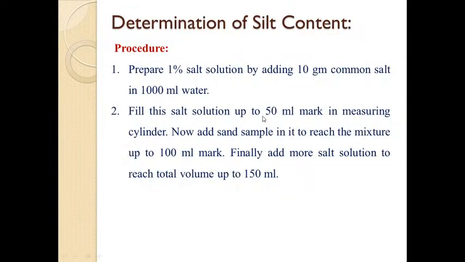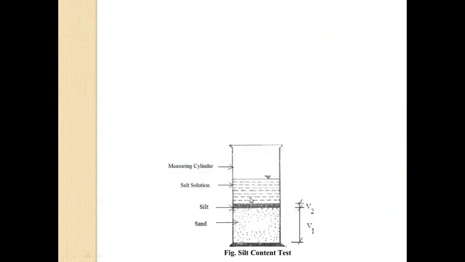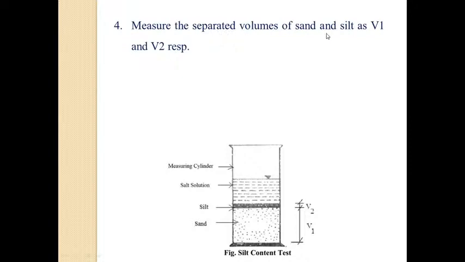So firstly we are adding the 50 ml salt solution, then we are adding the sand. Due to the sand, the mixture reaches the 100 ml mark, and then again we add another 50 ml salt solution, so the total volume is up to 150 ml. Next, shake this mixture vigorously in both palms. Now keep it at room temperature for 3 hours to separate the silt layer. Next, measure the separated volumes of sand and silt as V1 and V2.